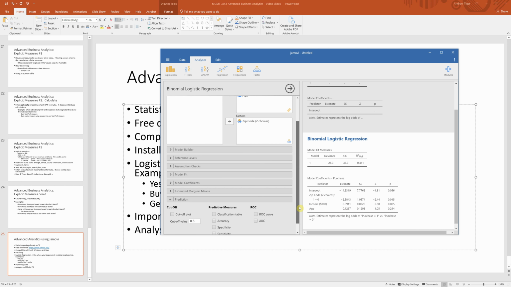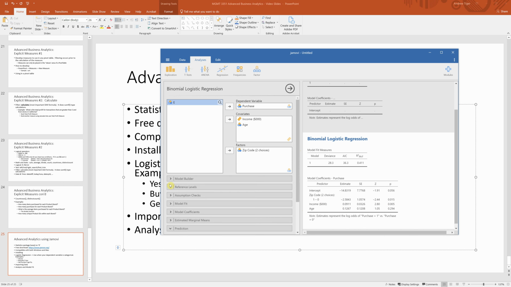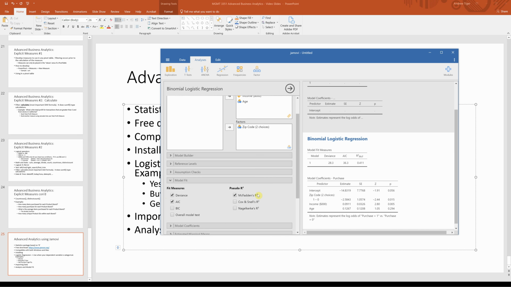And some of these are more advanced, I don't want to go over, but model builder, don't worry about that. I'm not interested in that. Reference levels, don't worry about that. Assumption checks, let's not worry about collinearity. This is important in multiple regression. I don't want to worry about it now. Model fit. So what we're using is the McFadden R-squared. There's other R-squareds by different mathematicians. I don't care. If you want to get all of these, you can see what they all are, and you can see how they change if you want to. That's fine with me. I don't use the AIC when I report things. I can turn that off.